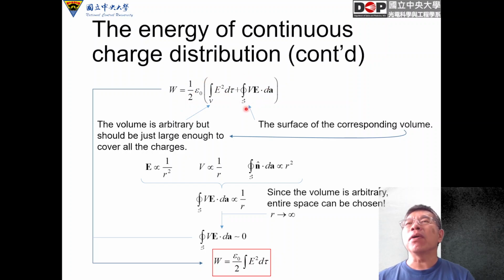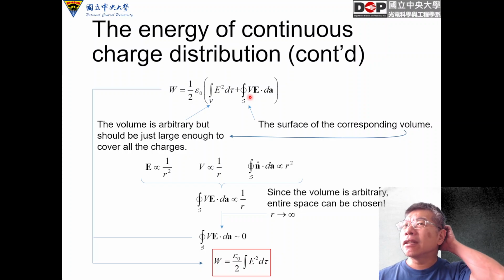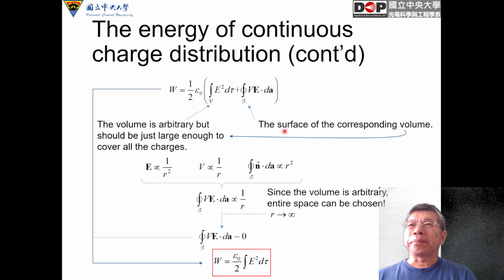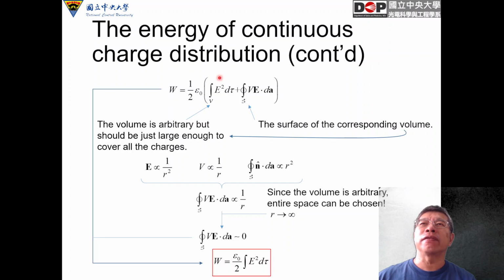Okay, and the second part is the surface integral, over a closed surface, where the electric field everywhere and the potential everywhere are taking the inner product on the surface. So here we are just trying to do a little trick. This surface is the outer surface of the same volume.